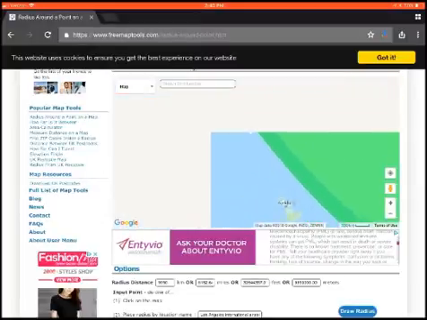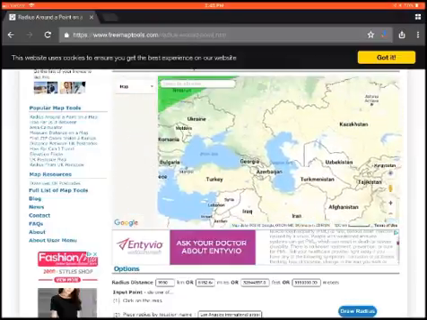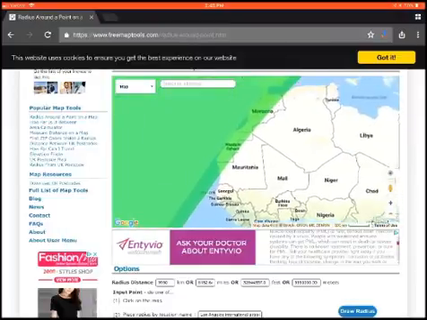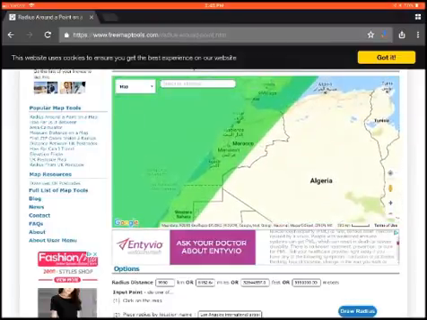I already know that I have a bunch of these routes set up, but one that I don't have yet is Marrakesh, which is a lovely city. If you've never been there, you should check it out. So let's go set up Marrakesh.